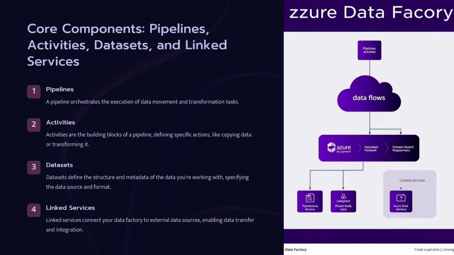Then there come activities. These are the individual steps in your recipe, like chopping vegetables or heating the pan. Each activity performs a specific task, such as copying or transforming data. Then there is dataset. Just as you'd label your ingredients, datasets describe the type of data you are working with, its format, structure, and source. This way, you know exactly what you are handling.